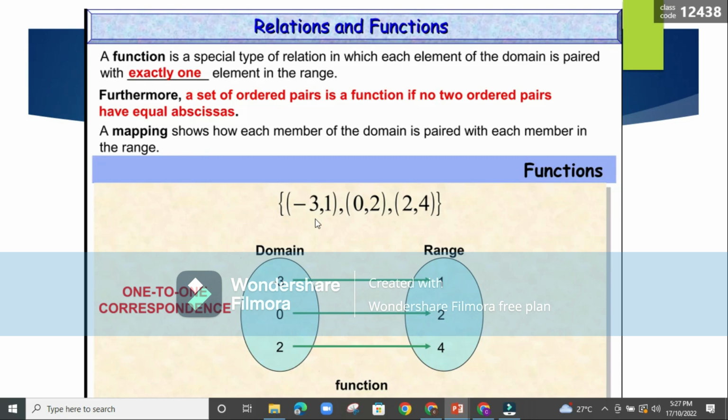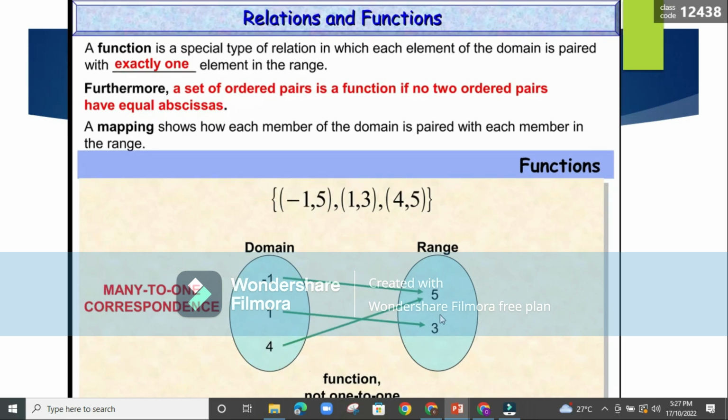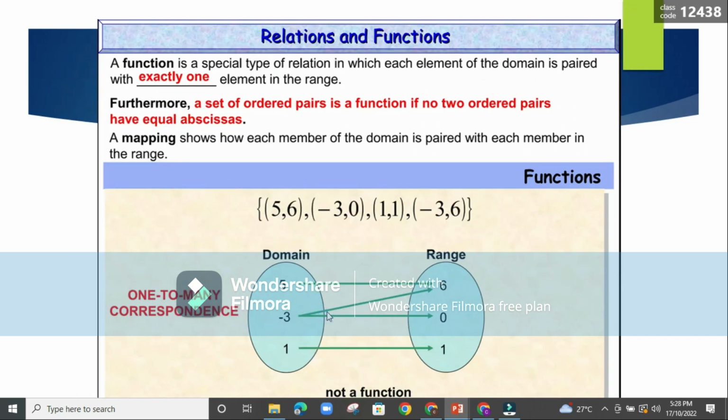Okay, that's abscissas. A mapping shows how each member of the domain is paired with each member in the range. So you have here the set of the ordered pairs (-3, 1), (0, 2), and (2, 4). Okay, so the domain is negative 3, 0, 2, and range is 1, 2, and 4. Now, notice that this is called one-to-one correspondence because the domain does not repeat and also the range doesn't repeat. Okay, so this is one-to-one correspondence. So let's proceed.